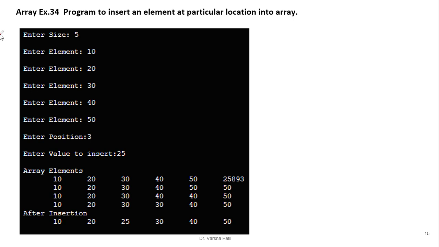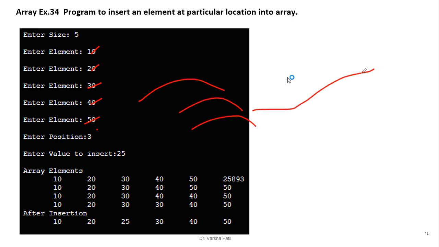Now this program is required to understand, that is the important logic: a program to insert an element at a particular location into the array. Now what are the valid locations? We can insert the element at locations 1, 2, 3, 4, 5 and 6. When we insert the element, we are shifting to the right hand side, and our array size increases by 1.